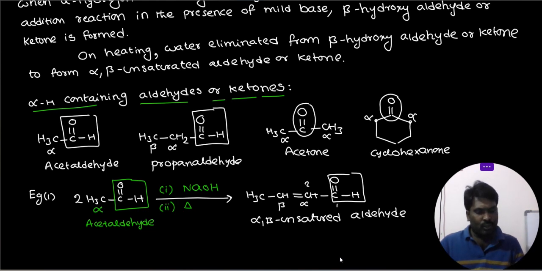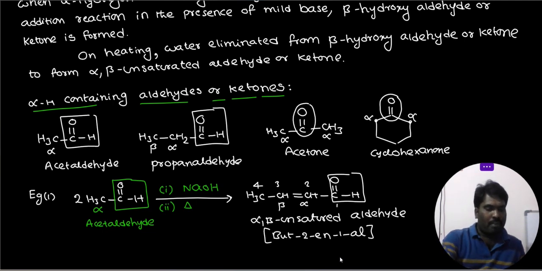So now this is the functional group. Carbon 1, 2, 3, 4. What is the IUPAC name? Total 4 carbon atoms, but. Double bond starting at carbon 2, butene. And the aldehyde is present, butenal. Actually, here the 1 need not be mentioned because the aldehyde always exists at the terminal. So simply we can write butenal. Clear? Both are correct.